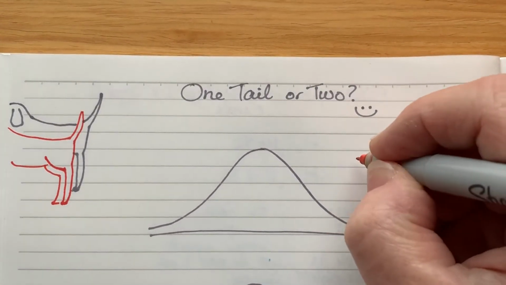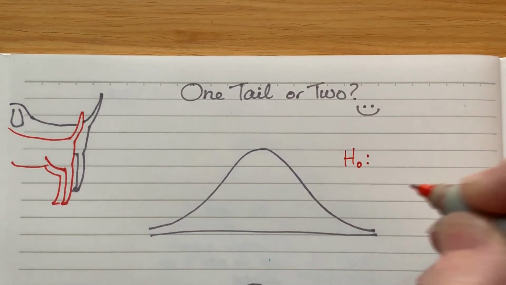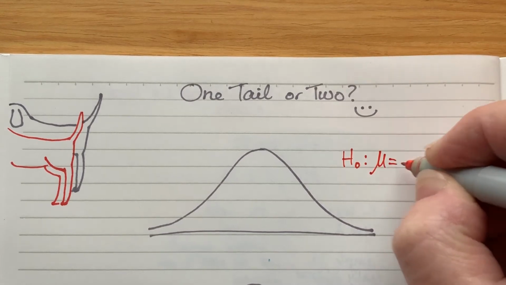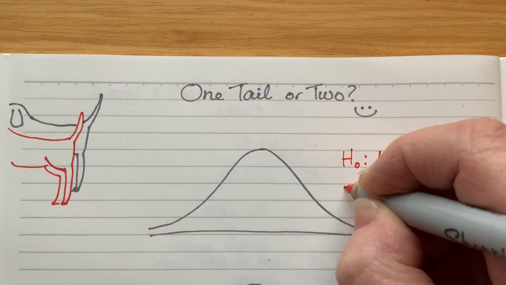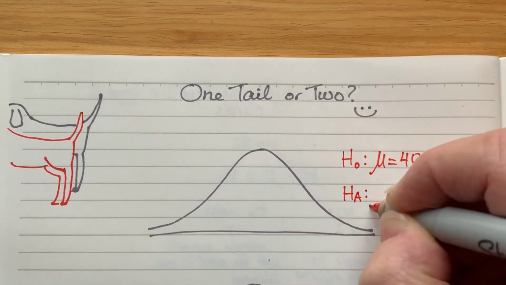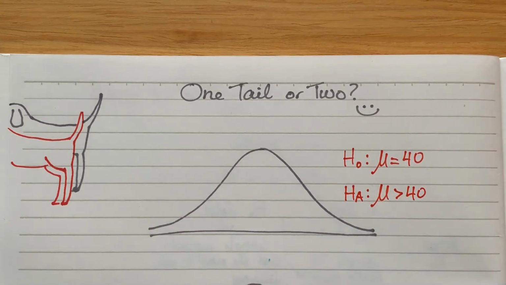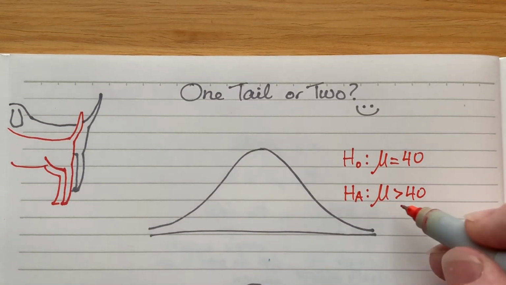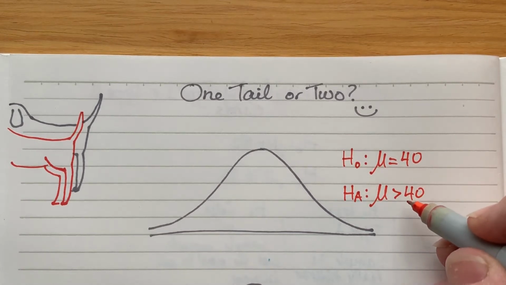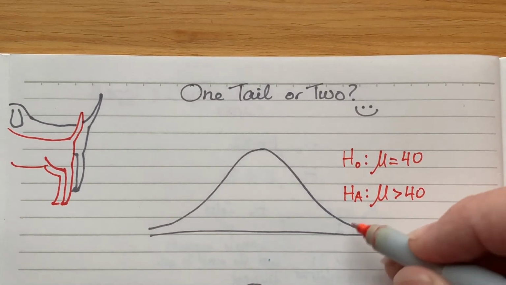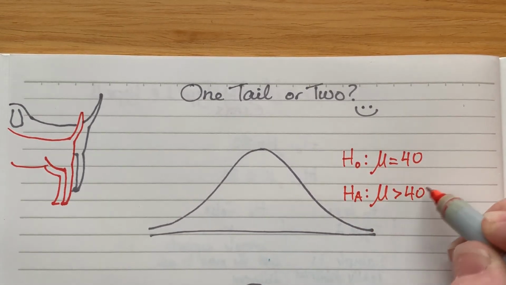So first of all, let's talk about our null. Our null always has to be equals, okay? So our mean, let's say, whatever that is, 40. If my alternate hypothesis uses a greater sign, then that means I'm going to be on the right side. This is going to be a right-tailed test. So we are going to be looking at the right tail if it's just greater than.